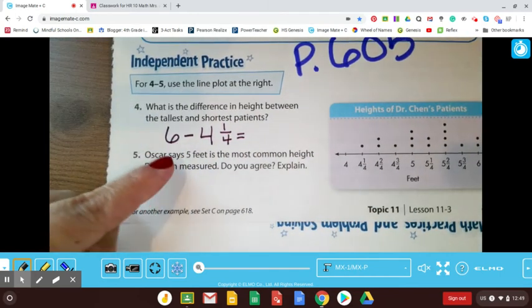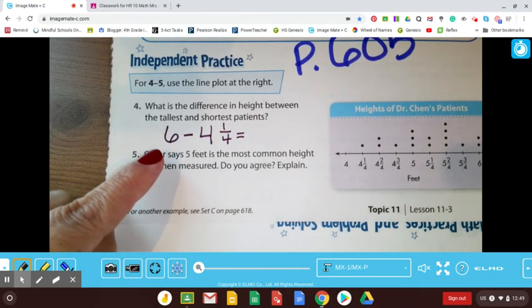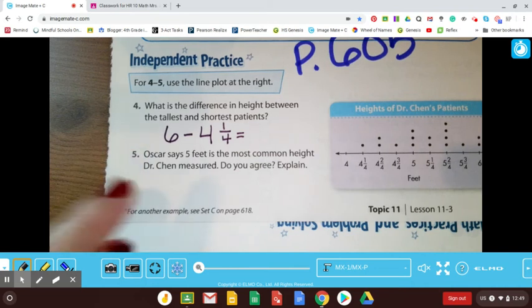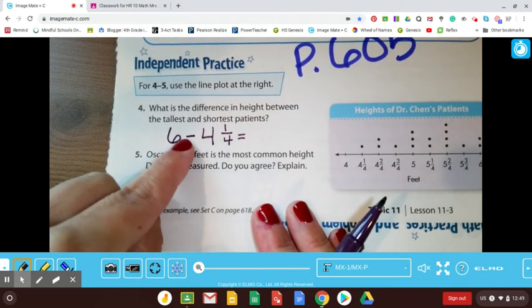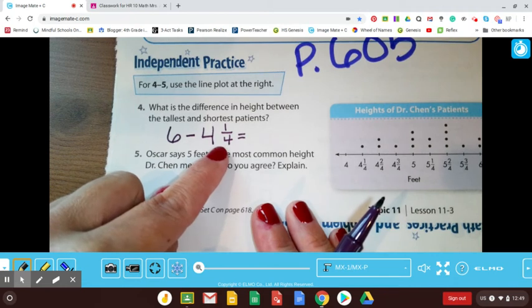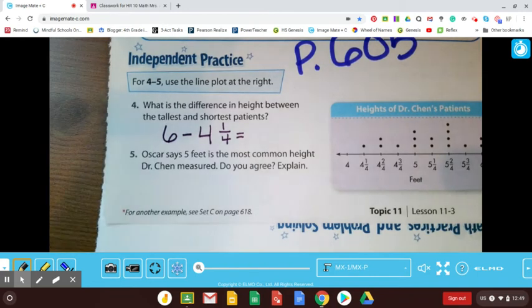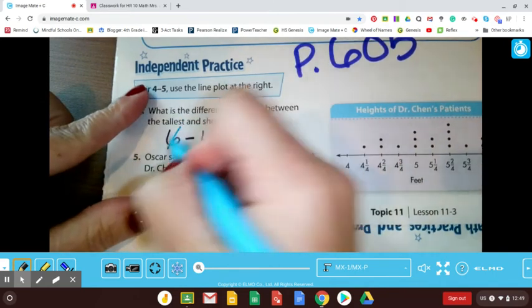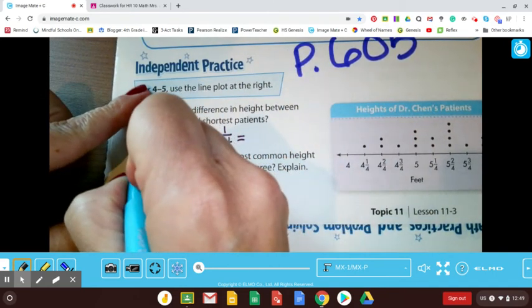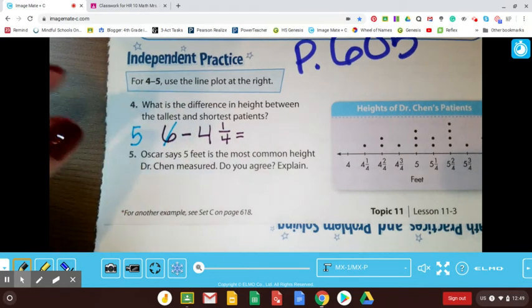But I look at this problem and I'm thinking, this is not so easy. Why is it not so easy? Well, the 6 has no fractional part to be able to subtract 1/4 from. So no big deal. I know how to solve these problems, luckily. So I am going to take my 6 and pull a whole out of my 6 and make it a 5. And then the whole that I pulled out, I'm going to put back in as my fractional part.